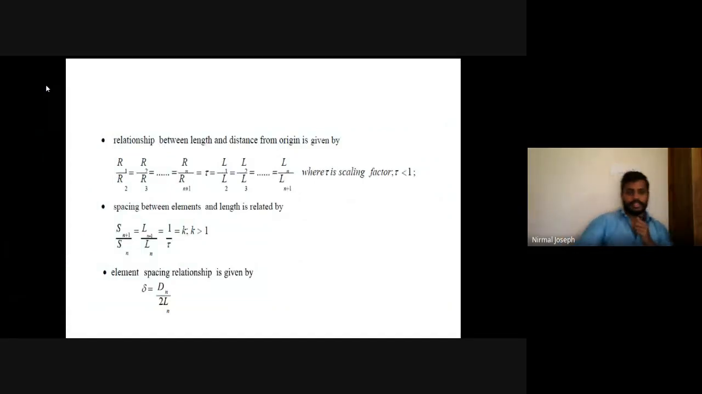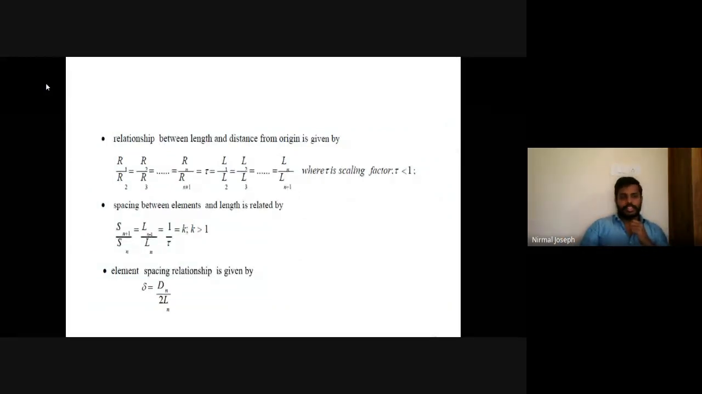So, as we have seen already, this scaling factor, then the spacing between the elements. There is a relation between the spacing between the elements and the length. S is the spacing between the elements. So, Sn plus 1 divided by Sn is equal to Ln plus 1 divided by Ln. That is equal to 1 by tau, and 1 by tau is represented as k.